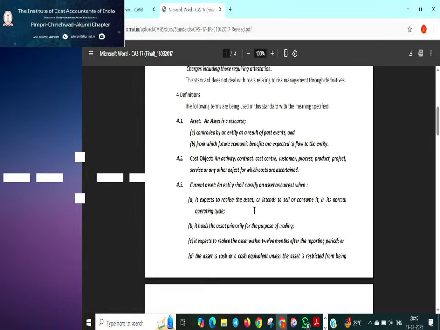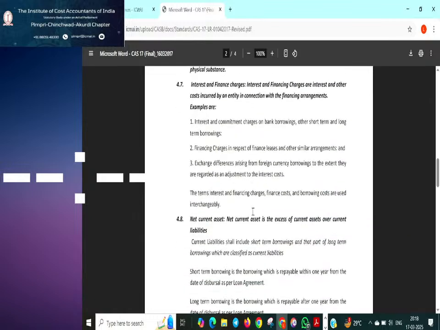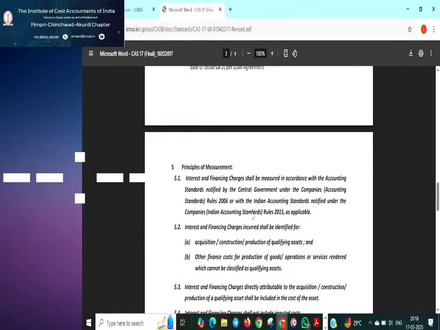So what does this interest and financing charges standard talk about? I am directly getting into the principles of measurement. Interest and financing charges shall be measured in accordance with accounting standards notified by the central government under the Companies Rules 2016, that is, the Indian accounting standard. So here we are going according to that particular standard. Cost accounting standard says follow that.